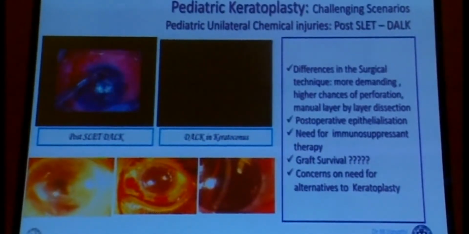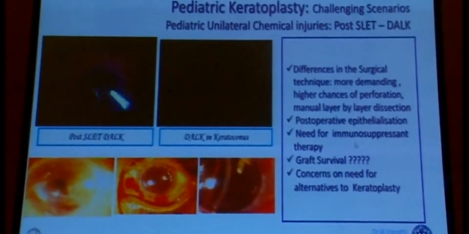You have to be very careful. They have a high chance of perforation in these cases, and the corneas could be thin in several places as well. So this is a more challenging scenario as compared to a DALK in a keratoconus. What you need to remember is a higher chance of perforation. Use manual layer by layer. You need to have perfected your lamellar techniques before you shift on to this procedure in pediatric eyes.